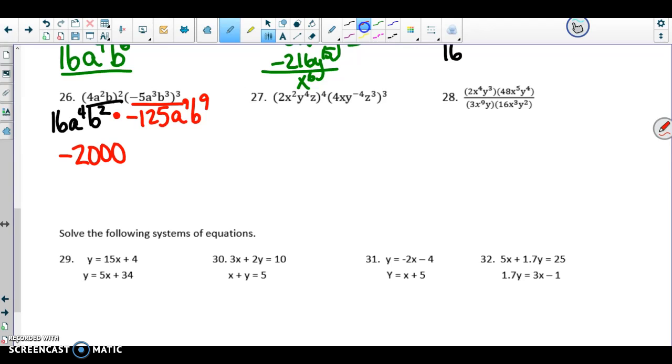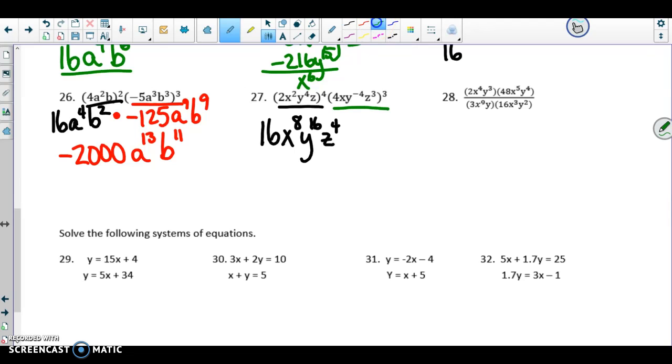I can just add my exponents now. So I have a to the 13th and b to the 11th. I have no negative exponents, so my answer just stays like that. Again, I've got parts here. So I've got this one to the 4th power. Well, 2 times 2 times 2 times 2, because it's to the 4th power, is 16. X to the 8th, because I'm going to multiply 2 and 4. Y to the 16th, because I'm going to multiply 4 and 4. And then Z to the 4th, because there's a 1 there, so 1 times 4.